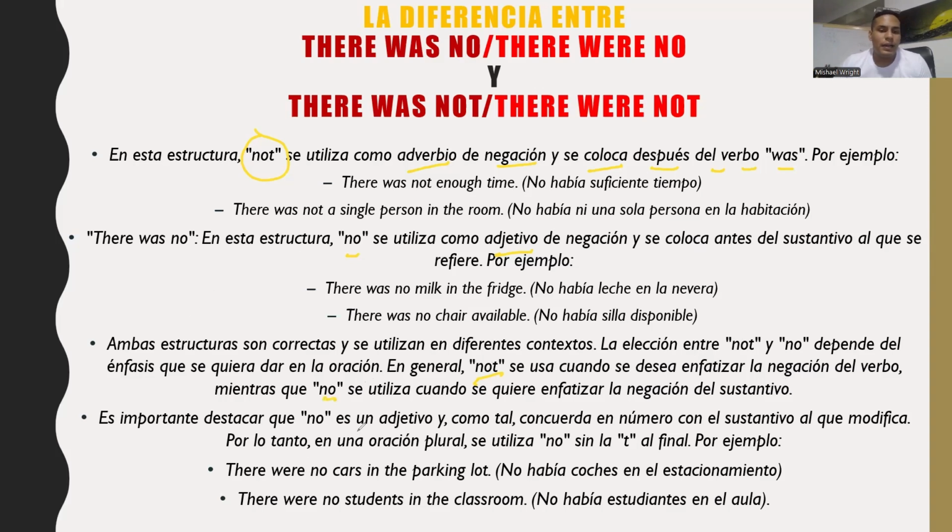So it's important to highlight that no is an adjective. And by the way, it fits in number with the substantive, sustantivo, that is noun, right, that it modifies. So by the way, in a plural sentence, no is used without the T at the end, right? So there were no cars in the parking lot. There were no students in the classroom. Okay.